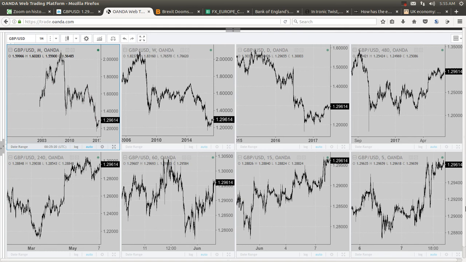And here what you see is an arrangement where as you move from left to right and top to bottom, so you go this way, then you come here, and then you go here, the time frame keeps getting smaller, so the granularity keeps increasing. So you have a monthly chart, weekly chart, daily, 8 hours, 4 hours, hourly, 15 minutes, 5 minutes. So you can see the price action in the very short term here.